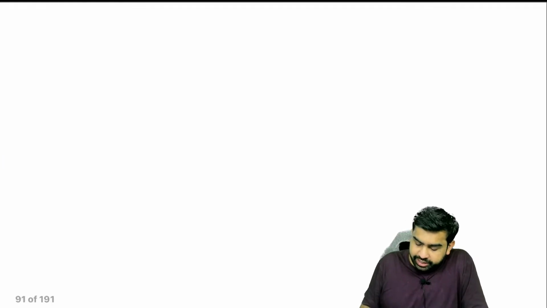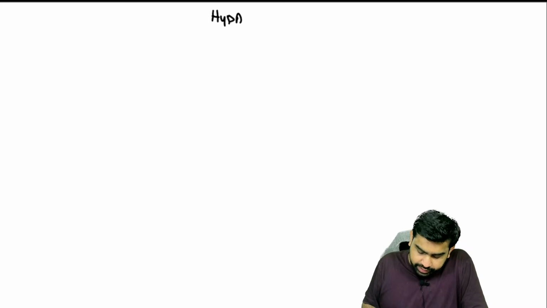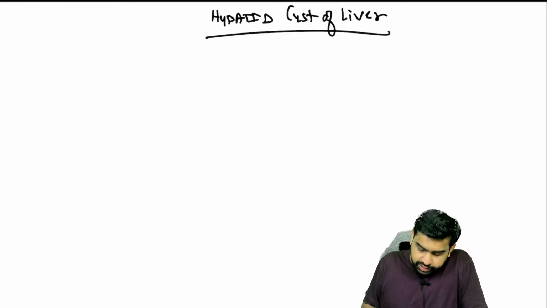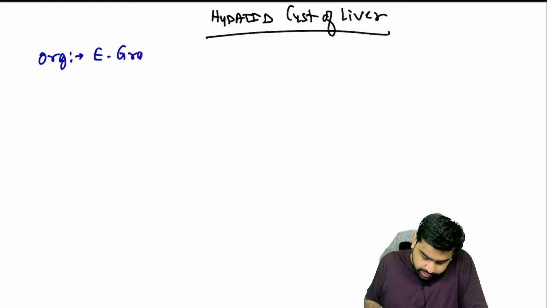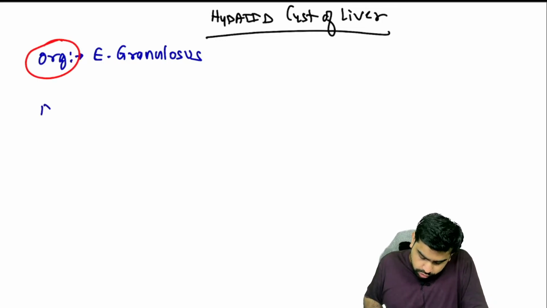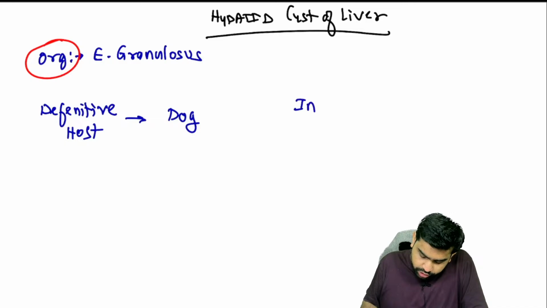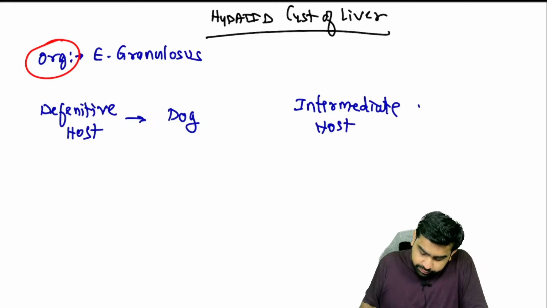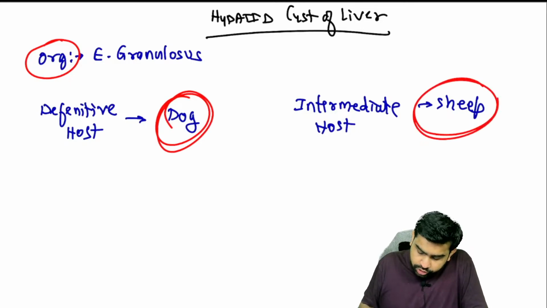Okay, so let's talk about this hydatid cyst of the liver. What is the organism associated with this? What did I tell you? Echinococcus granulosus. If I ask you about the definitive host of this, it is the dog, and the intermediate host is the sheep.